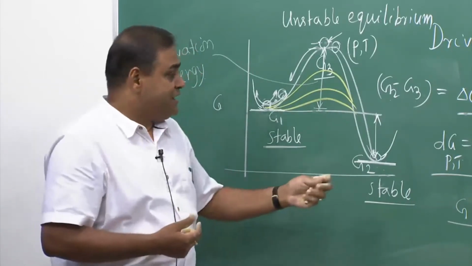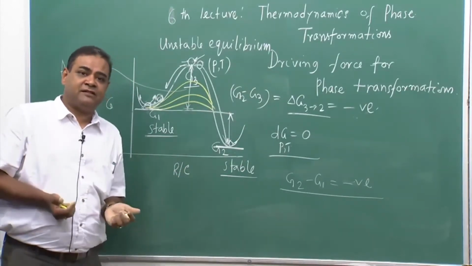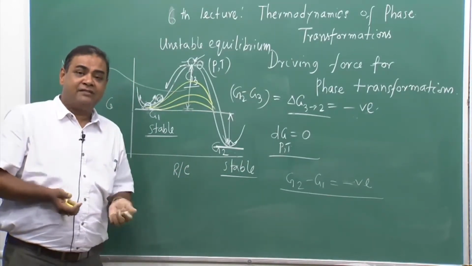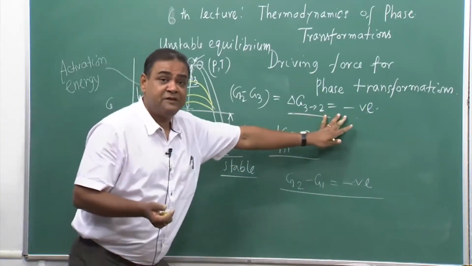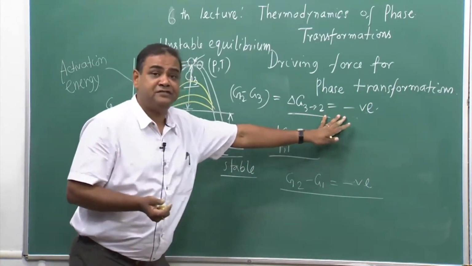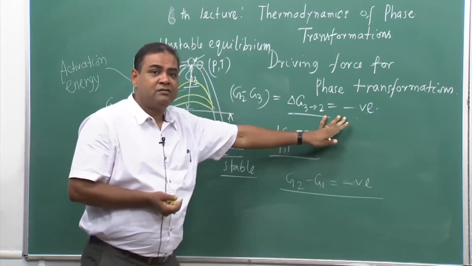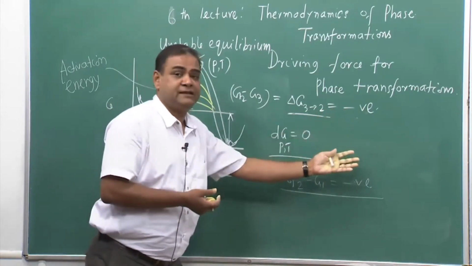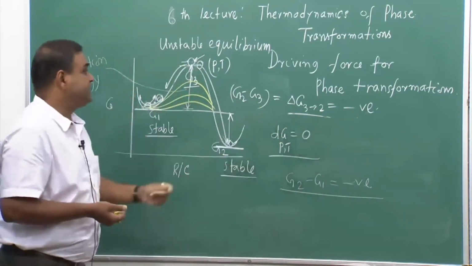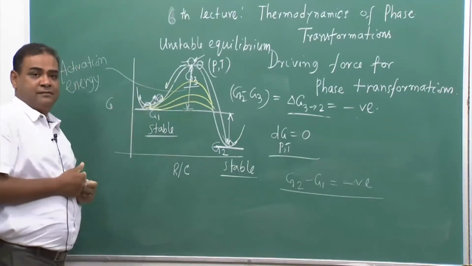So, if some process is spontaneous, that does not mean that the process would take place. A process can be spontaneous, that means there is a negative free energy change, but if we want to have that particular process in practice, we need to cross a barrier. Okay.